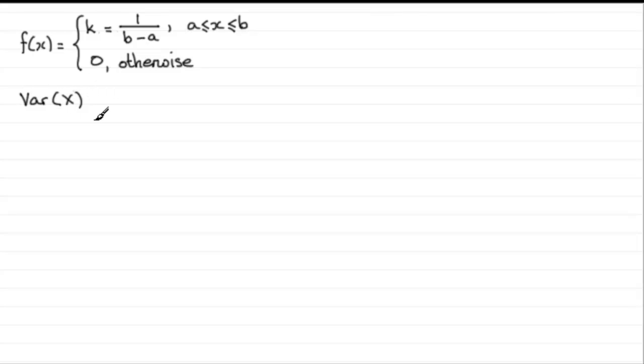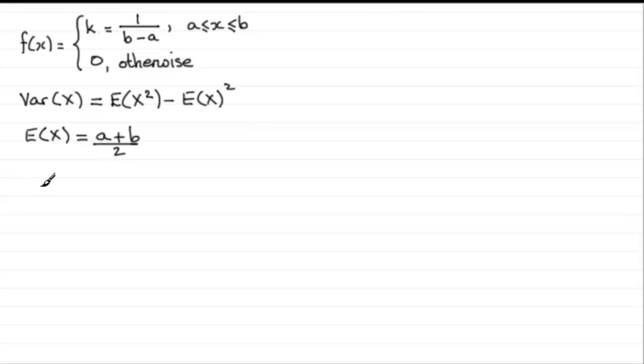So how do we work out the variance of x for a continuous random variable? Well, you should be familiar with this formula, that the variance of x is equal to E(x squared) minus E(x) all squared. Now, we have already talked about what E(x) is, the expected mean, and I showed you that E(x) for a continuous uniform distribution is the mean of the values a and b, in other words (a plus b) divided by 2.